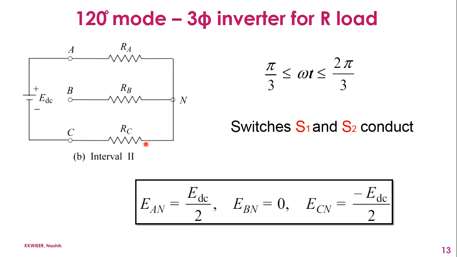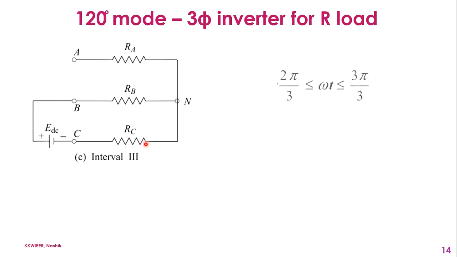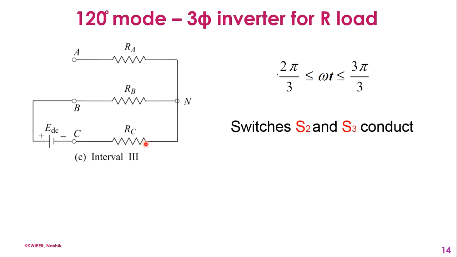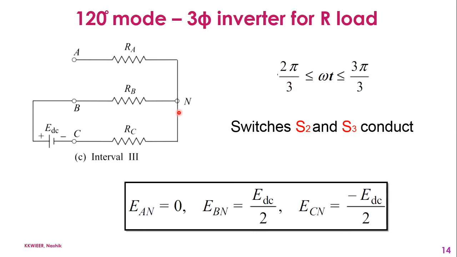And in the third or last mode, which is 2 pi by 3 to 3 pi by 3, that is pi, S2 and S3 will be conducting. So S1 will be the outgoing and S3 will be the incoming device in this case. So again, A is open circuited here, so EAN will be 0, EBN will be positive, and ECN will be negative. The expressions for EAN, EBN and ECN are shown over here. So this is all about the three modes of operation in case of three-phase inverter with the resistive load in the second mode, that is the 120 degree mode.